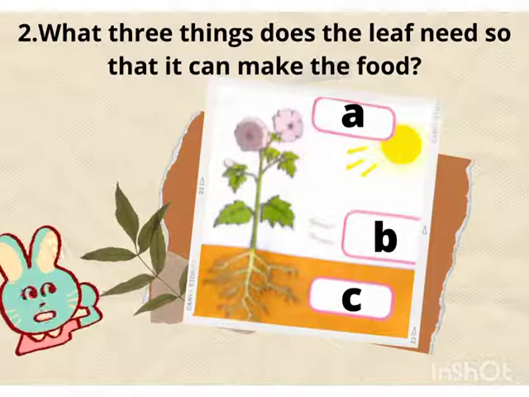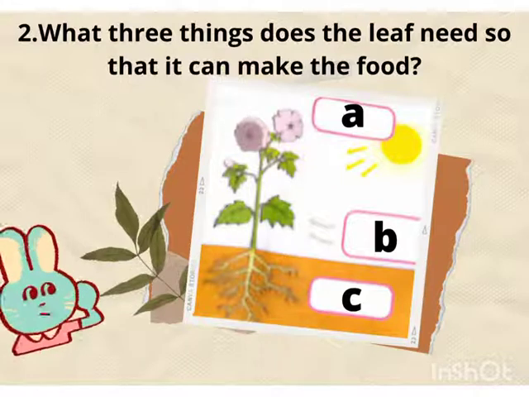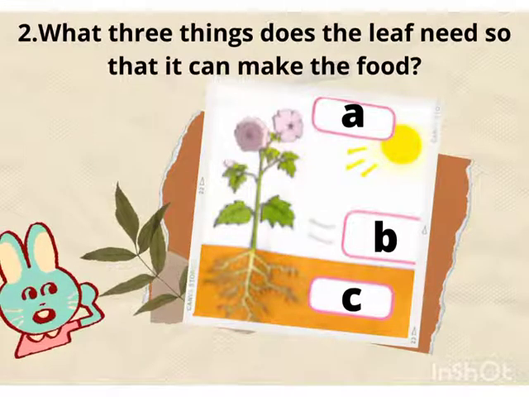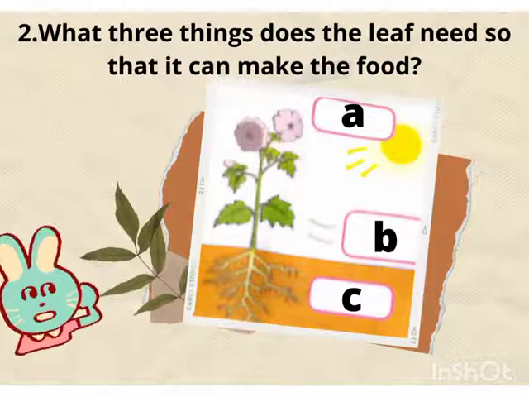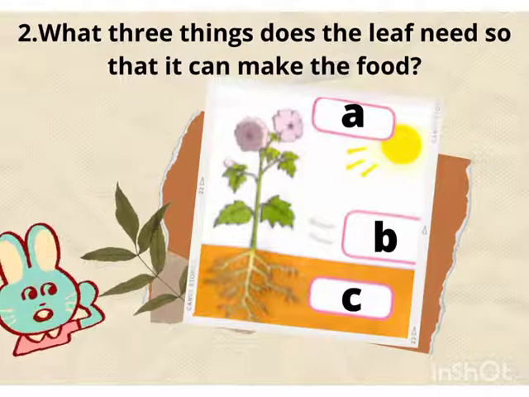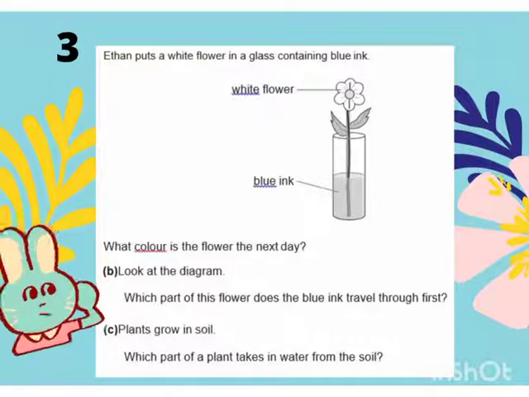What three things does the leaf need so that it can make food? Yes, Sharon, you're right. That's sunlight, carbon dioxide, and water. Great job, Sharon. Thank you. We go to the next question.